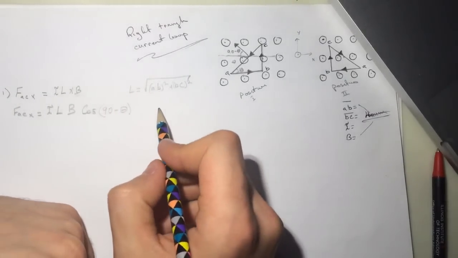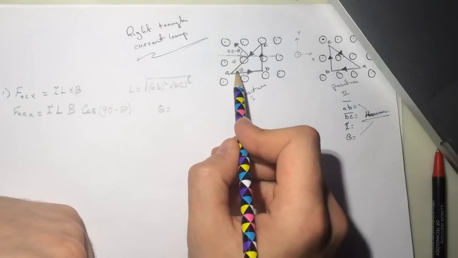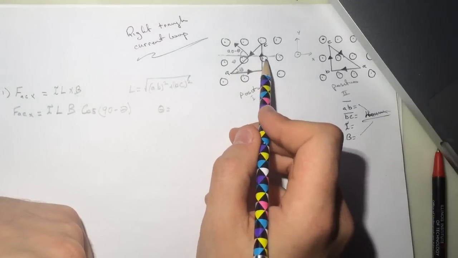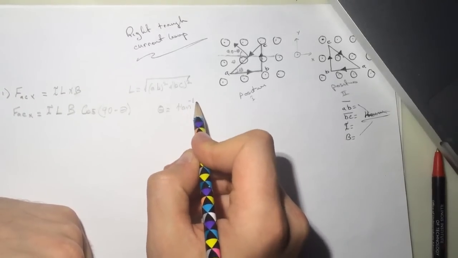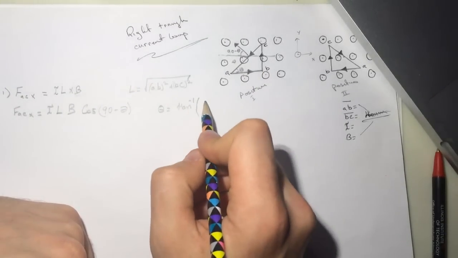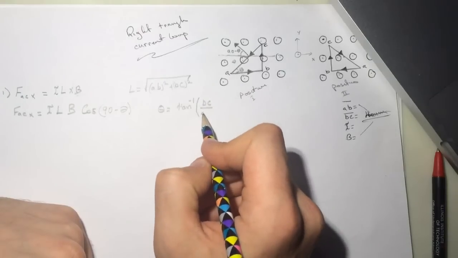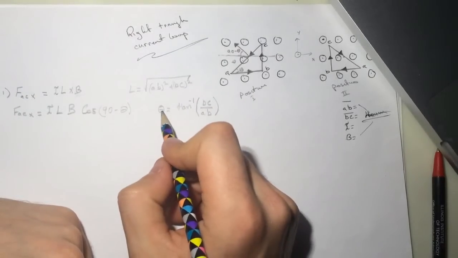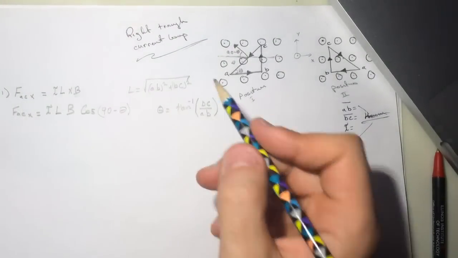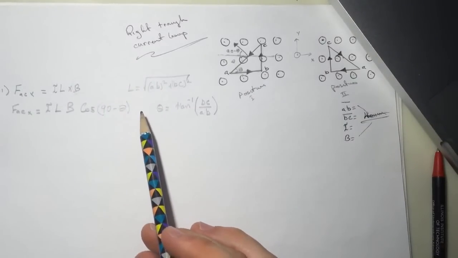Alright, let's get the theta now. Since this is the theta, you can do the tangent, because you know this and you know this. So it's tan inverse of BC over AB. This is how you find the theta. Make sure it's in degrees though. Then you plug it back in here and you solve for this equation.